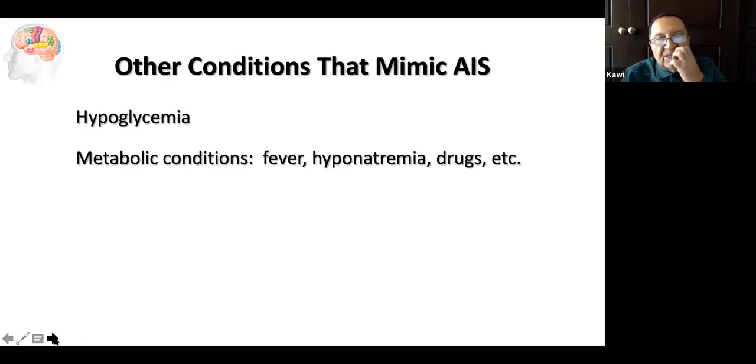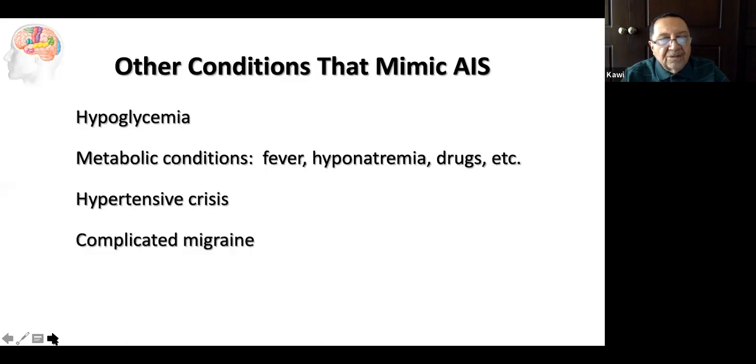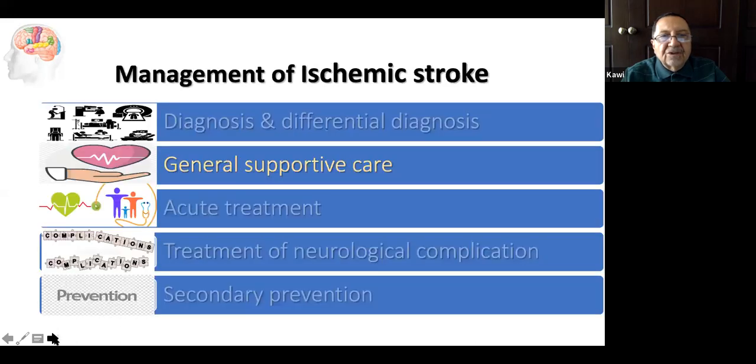Metabolic conditions such as fever, hyponatremia, drugs, and so on. Hypertensive crisis may cause some fleeting neurological symptoms. They may be focal on one side, and then they may turn focal on the other side. Complicated migraine, we talked about migraine in the last lecture, and some vasospasm may cause some ischemia. And psychogenic or hysterical unilateral weakness can be detected by examination.